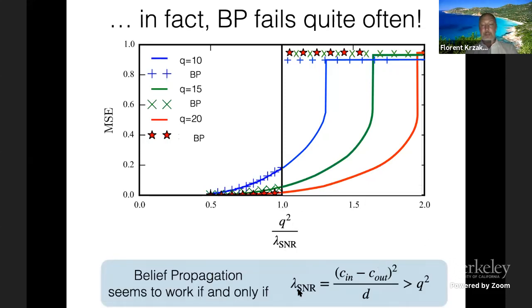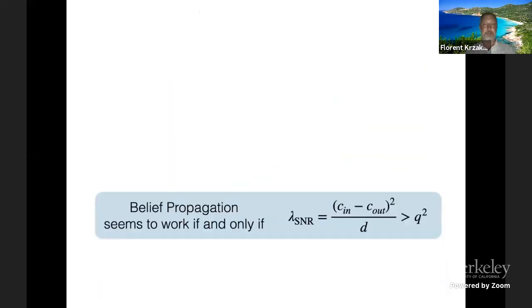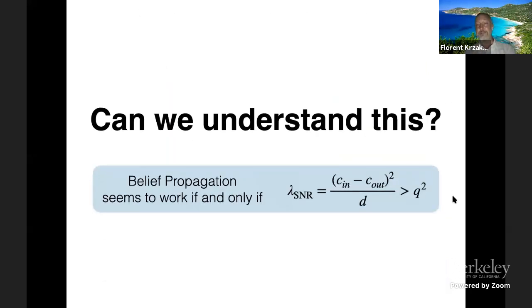All right, so I remind you that lambda SNR is just (C minus C out) squared divided by D. So what we find empirically is that BP seems to work if and only if lambda, that is (C minus C out) squared divided by D, is larger than Q squared. All right, can we understand that?